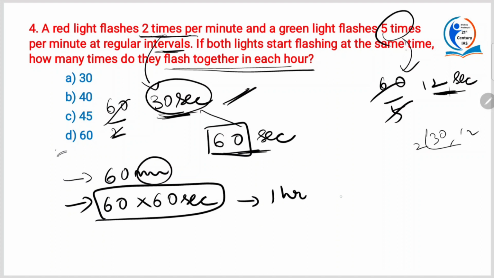So for 1 hour, how many times will it flash? It will flash 60 into 60 seconds by this one. This is gone. So 60 times.